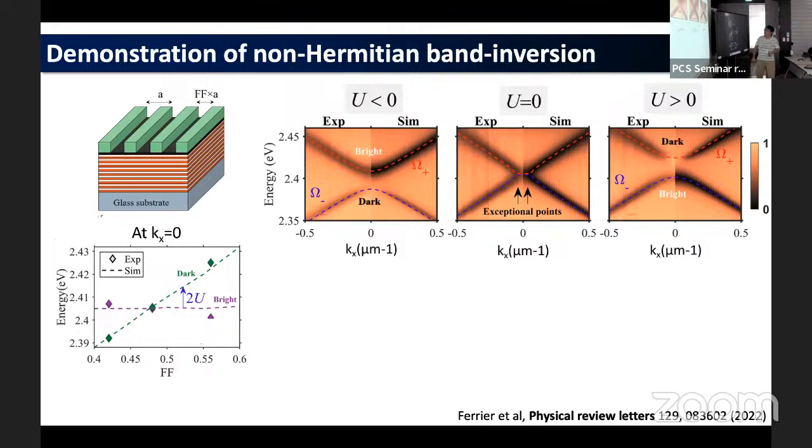So here are experimental measurements on the left part and numerical simulation on the right part, together with analytical calculation. The model we use is slightly more complicated. We have higher order, so that we don't have this flat here, but there will also be some kind of lifting of the degeneracy of the real part between the 2 EP. But you might see very well the band inversion.